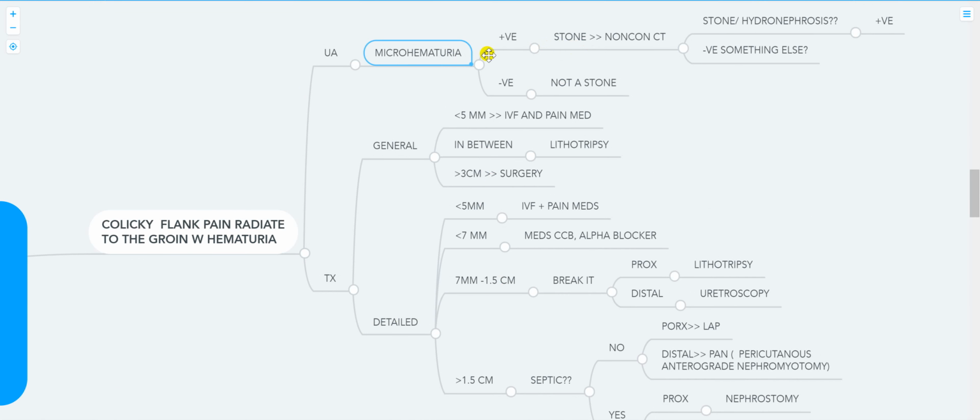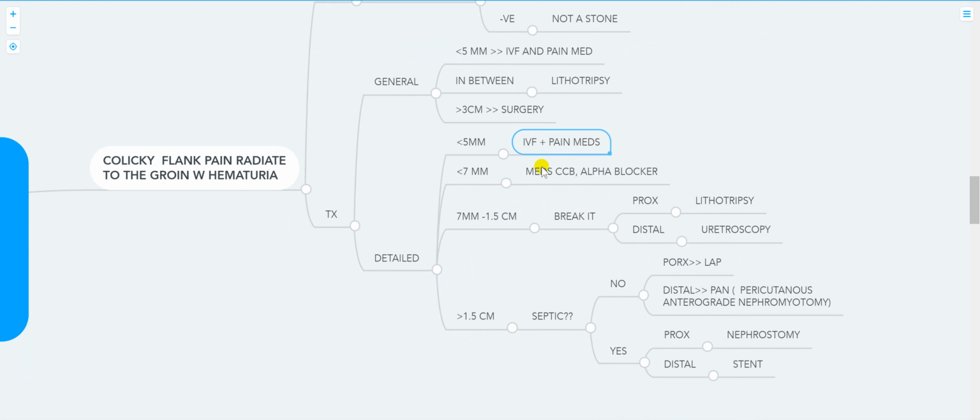And the management of a stone after presenting with colicky flank pain, radiating to the groin with hematuria: you look at UA, and then you do non-contrast CT. After that, you find the size. Less than 5, IV fluid, pain med. Less than 7, calcium channel blocker or alpha blocker. If it's between 7 and 1.5, if it's proximal, lithotripsy. If it's distal, ureteroscopy.